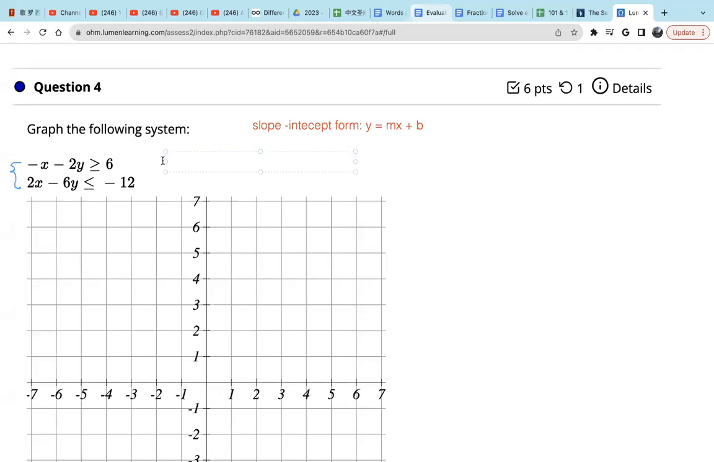Well, add x on both sides, we get negative 2y greater than or equal to x plus 6. First step, we move negative x to the other side, it becomes plus. Then we divide by negative 2. We divide by negative 2, we get a y. We have to flip the sign, less than or equal to negative x minus 3. So negative 2y divided by negative 2, that's just 1.